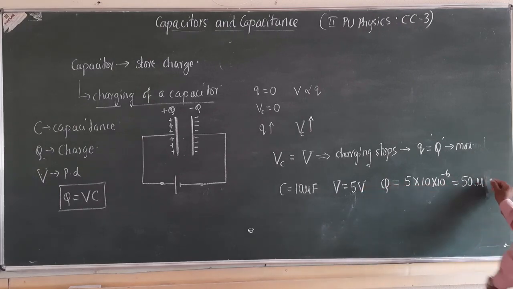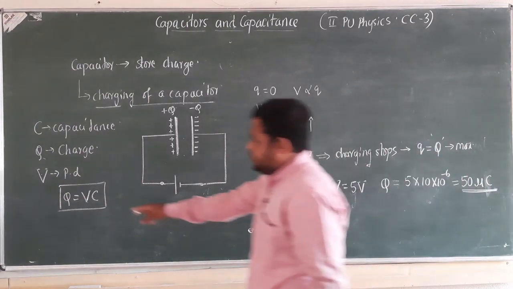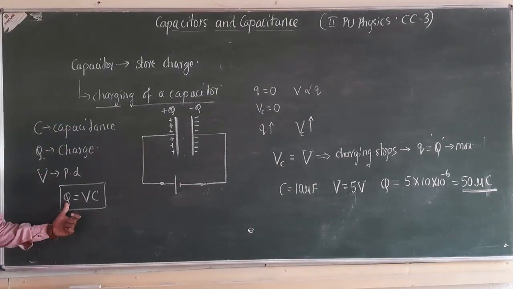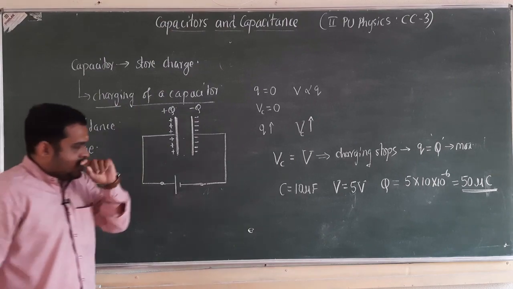It is amount of charge, so amount of charge stored is equal to 50 microcoulomb. If potential difference is given and if capacitance is given, then you can calculate the amount of charge stored in the capacitor using this formula. Actually, this is from definition of capacitance. Q divided by V is C. We have discussed this in earlier classes.